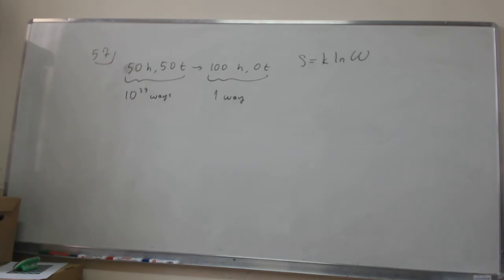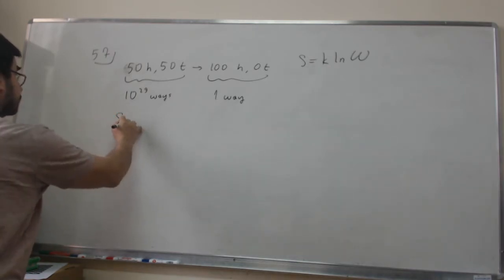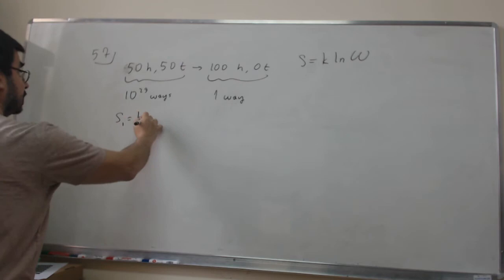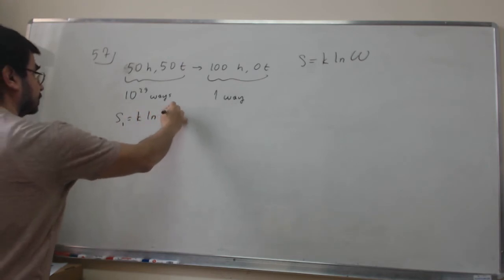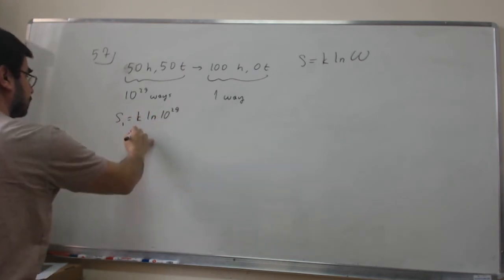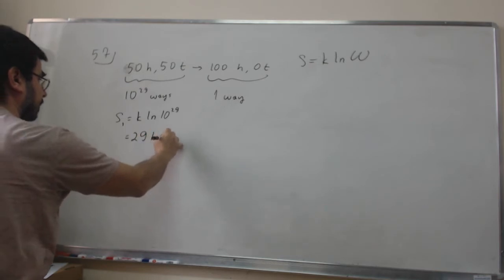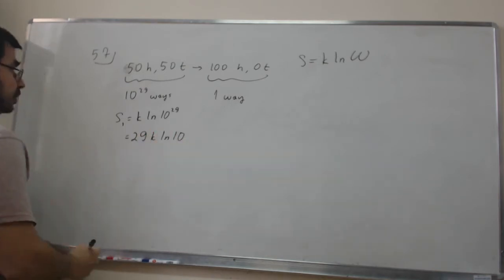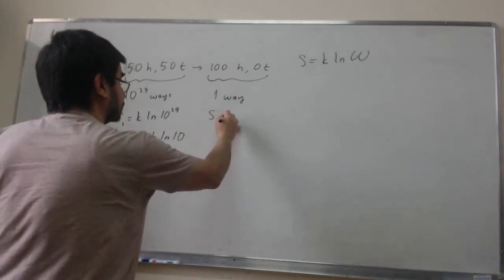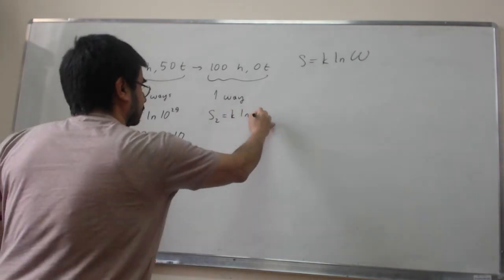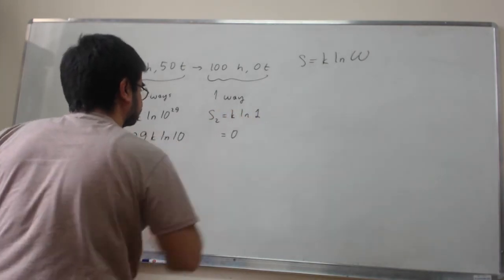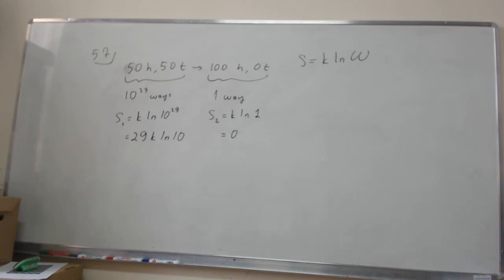Right? And so if this is the number of ways, then you can calculate the entropy. So S1 is going to be k times ln 10 to the 29, which is actually 29 times k times ln 10, and ln 10 you can look up. S2 is just k ln 1, and that's just 0. Right? And this time our entropy started with a finite number and decreased down to 0.